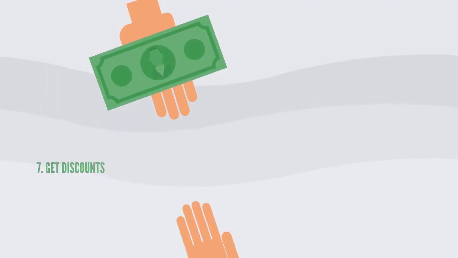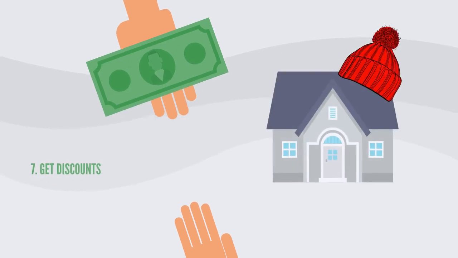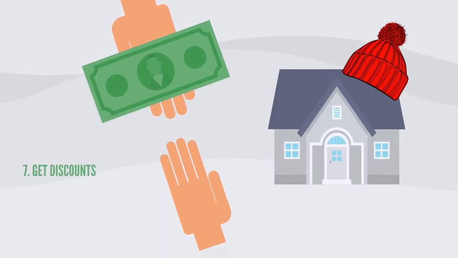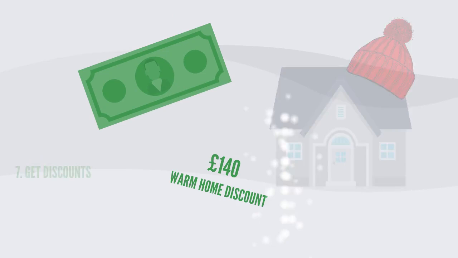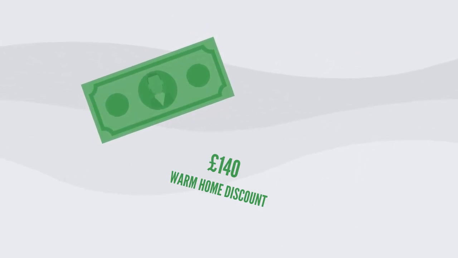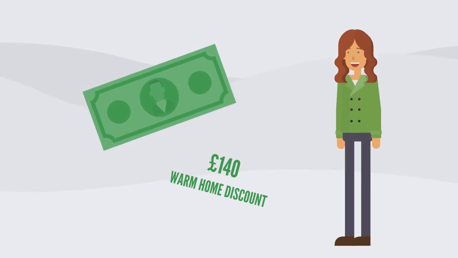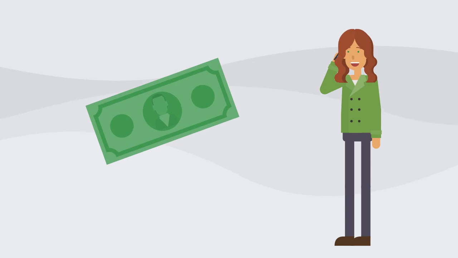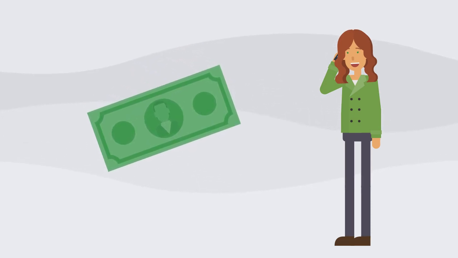Number 7, get discounts. Some of these discounts are automatic, like the winter fuel payment and cold weather payment. But the warm home discount worth £140 is only automatic for those getting guaranteed pension credit, so long as their electricity supplier subscribes to the scheme. People on a low income may also be eligible, but this varies.